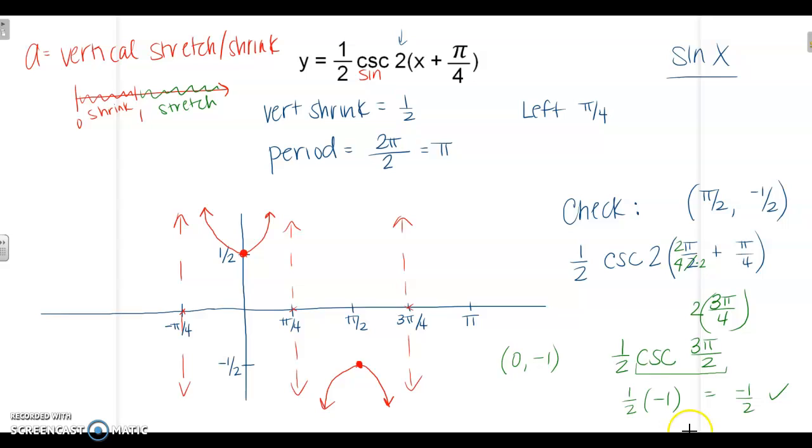So that checks out. So this is a full period, right? One parabola opening up, one parabola opening down. So I have the completed graph. Let's try one more together.